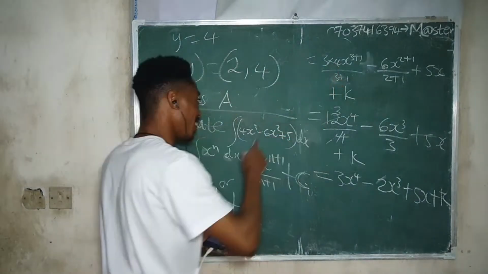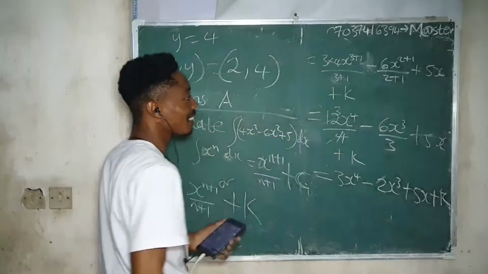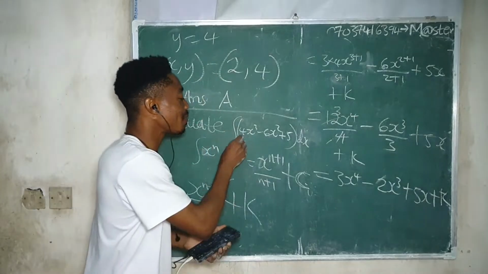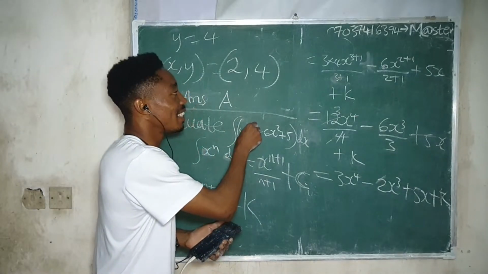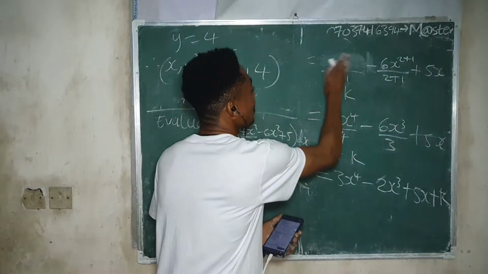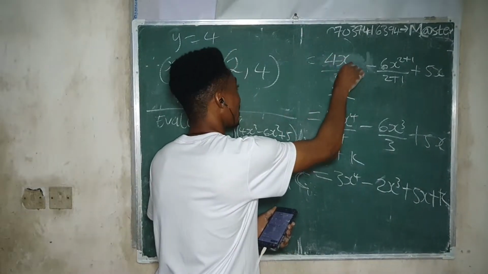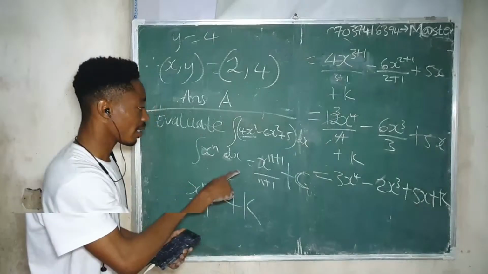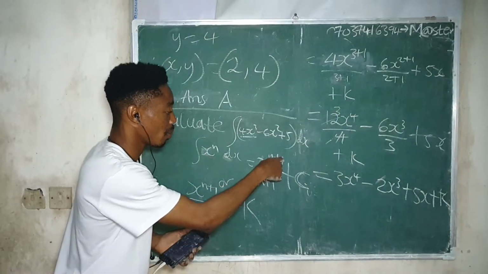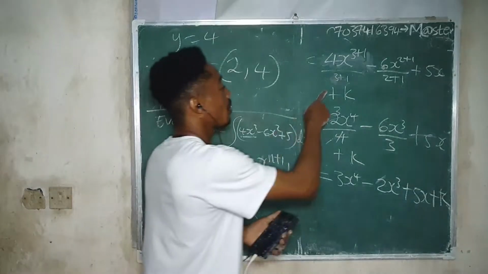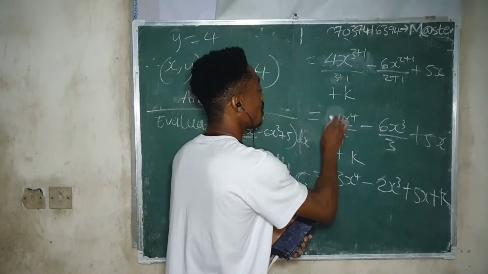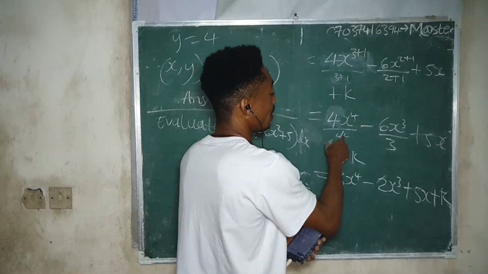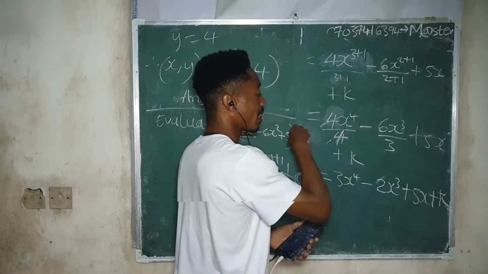This is not it, though. Look at this first term. That's not it. I was trying to differentiate inside. So for 4x cubed, it's going to be 4x raised to the power 3 plus 1 all over 3 plus 1. Yes, n plus 1 all over n plus 1. So that's what it's supposed to be. So it's supposed to be 4x raised to the power 4 all over 4. Yes, 4 cancels 4. That goes.